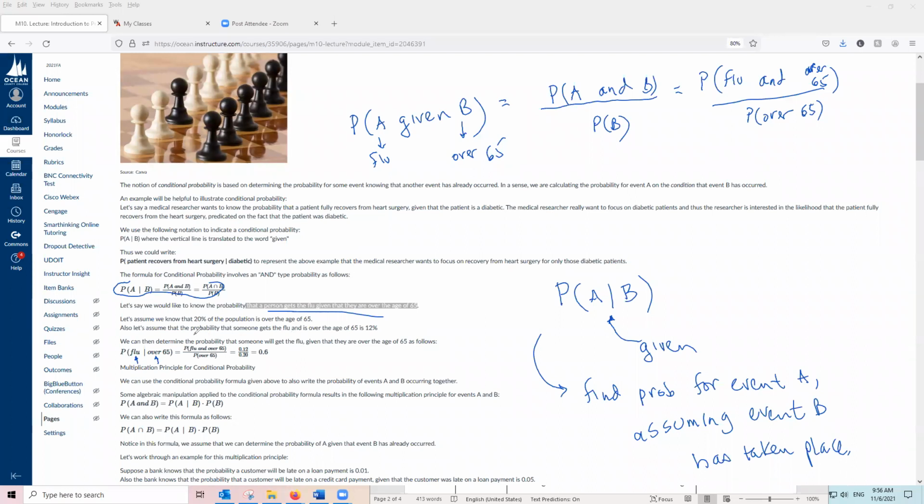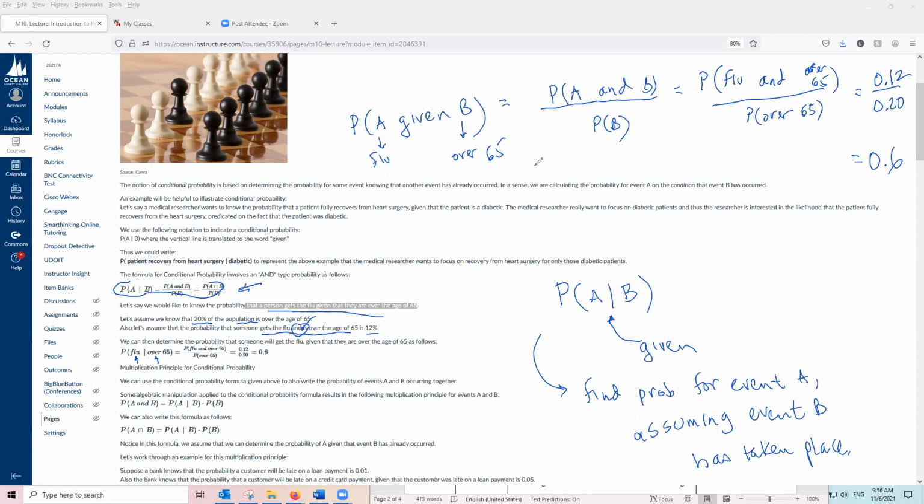Well, let's see what they're telling us here. We know 20% of the population is over 65. That's telling me the denominator here is 0.20. And let's assume the probability that someone gets the flu and they're over 65 is 12%. That's the "and" probability we're looking for on the top, so this is going to be 0.12 on the top. If I work this out, this is 0.6. So the probability that someone gets the flu, given that they're over 65, is about 60%. This is going to be an important formula that we use.